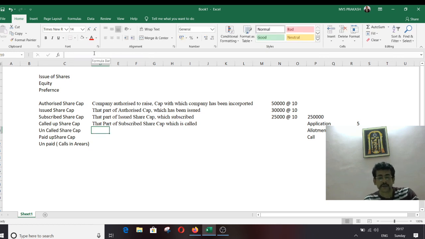Hope this is clear. Authorized share capital in the present example I had considered to be 50,000 shares, 10 rupees each. Total amount I have to receive is 5 lakhs. Then I won't need the entire money of 5 lakhs immediately in one time. So whenever the amount is required, I will go and issue the shares. Initially I want only 3 lakhs. So I am going to issue shares to the extent of 30,000 at 10 rupees. I will be getting my required amount of 3 lakhs. That's what is called as issued.